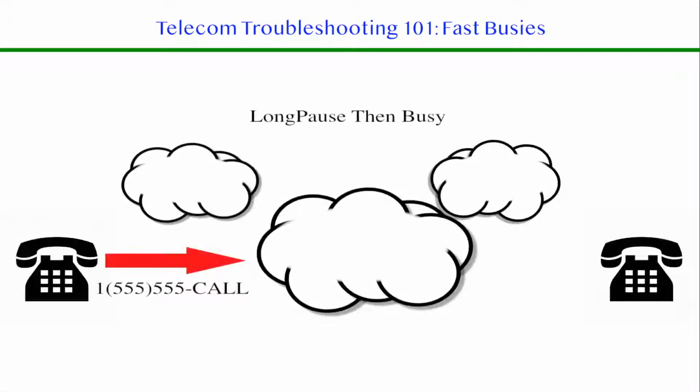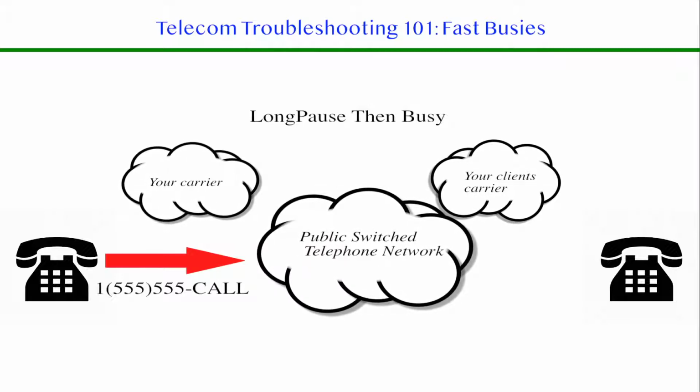You've got one of three possibilities. A, the problem sits with your carrier. B, the problem's somewhere out there on the public switch telephone network. Or C, the problem sits with your client's phone company. Regardless of where that issue sits, you need to call your phone company, provide your phone company with as many call examples as possible, and open a trouble ticket.